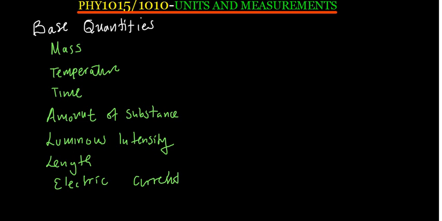Now you need to know their SI units. Now mass, the symbol that we are going to use for mass is just a capital M, temperature capital T, time capital T, amount of substance, I don't know what we are going to use as a symbol. Luminous intensity, I don't know. Length, we are going to use L. Electric current, we use A.